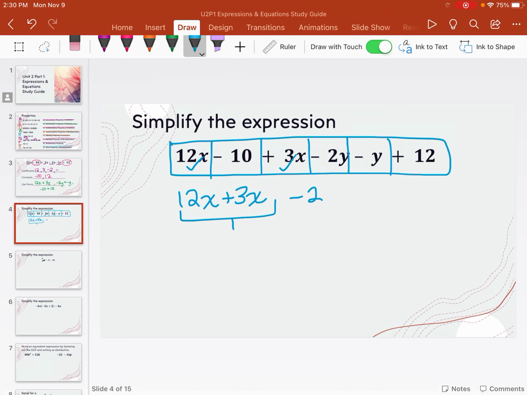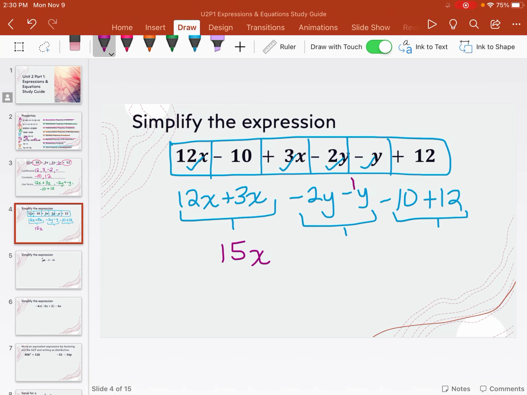Those go together. So 12 plus 3 is 15x. Negative 2 and a negative 1. When I add those, that's negative 3y. And then negative 10 plus 12 is positive 2, because that's 12 minus 10, which is 2. And there's our answer.